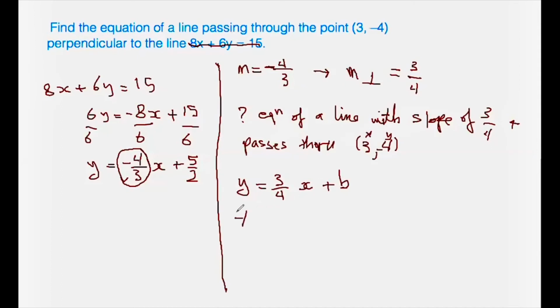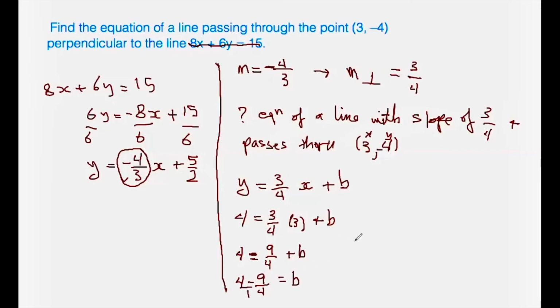So therefore 4 equals 3/4 times 3 plus b. That gives me 4 equals 9/4. You know, any of you who struggle with fractions, when you multiply a number into a fraction, you only multiply it to the top. You don't multiply it to the bottom. Plus b, and then I minus the 9/4 from the other side equals b.